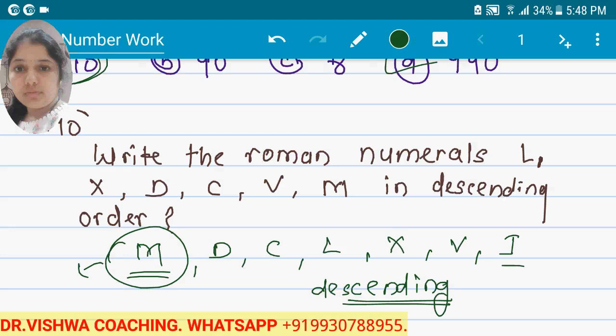Okay. So this is all about today's lecture. We learned about the numbers. We learned about the rules regarding Roman numbers. And we solved some examples that are based on number work.